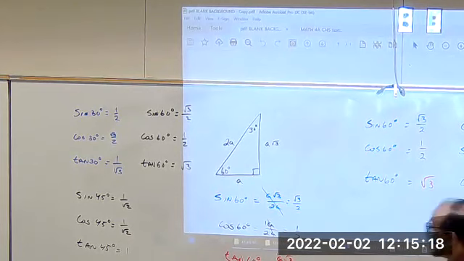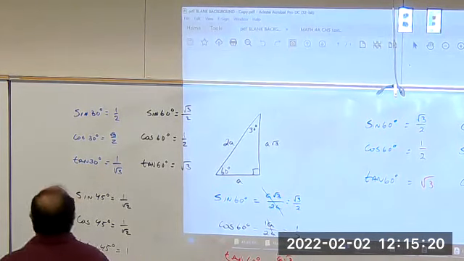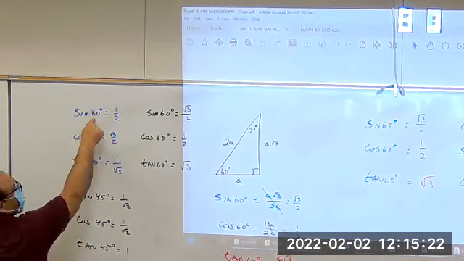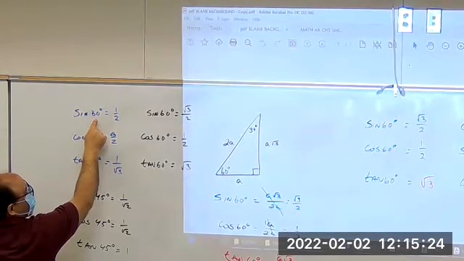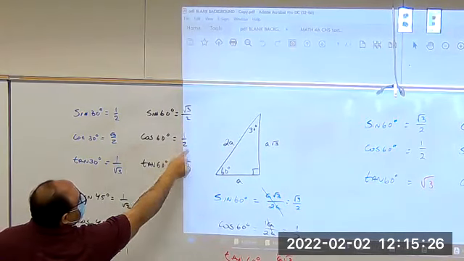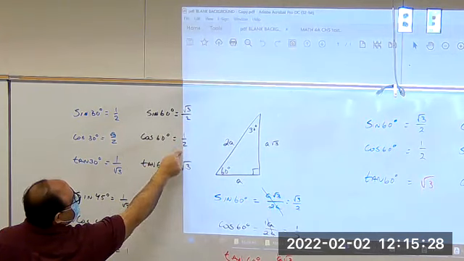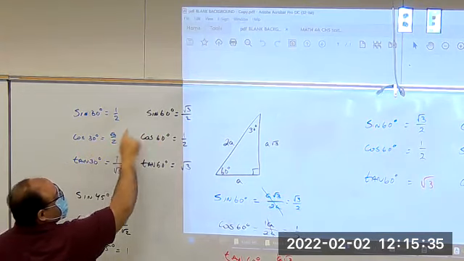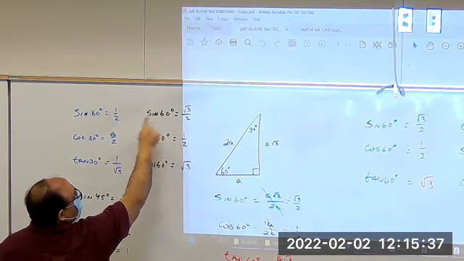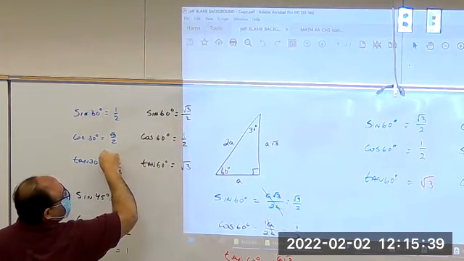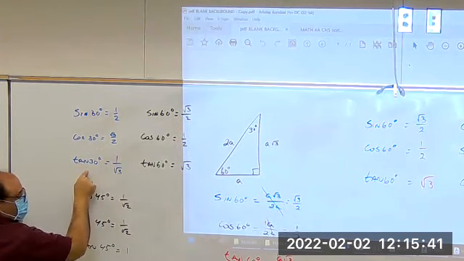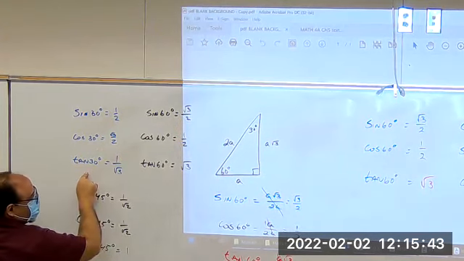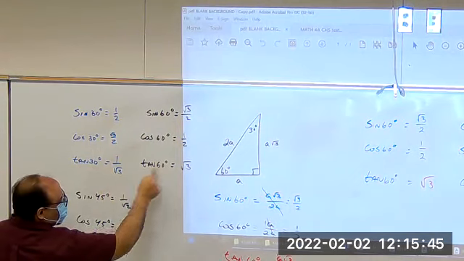They exist in the same triangle. The sine of one angle, the sine of 30, is the cosine, the same thing, of 60. They're both 1/2. The cosine of 30 is exactly the same as the sine of 60. They're both square root 3 over 2. And the tangent of 30 and the tangent of 60, well, they seem to be reciprocals of each other.